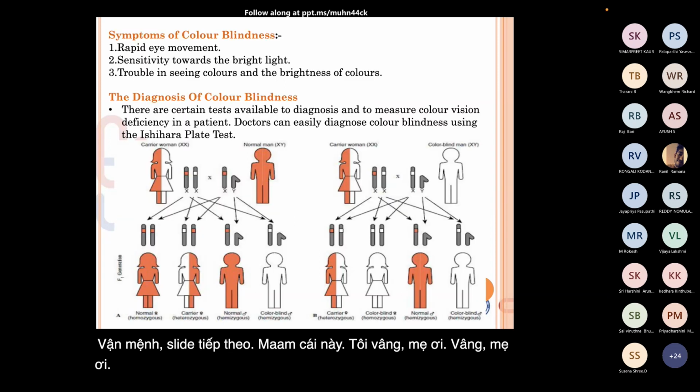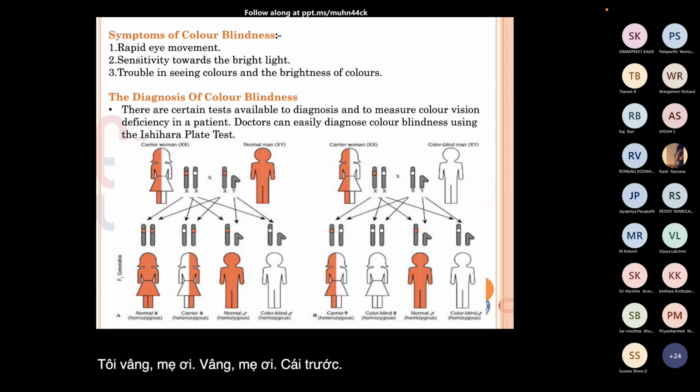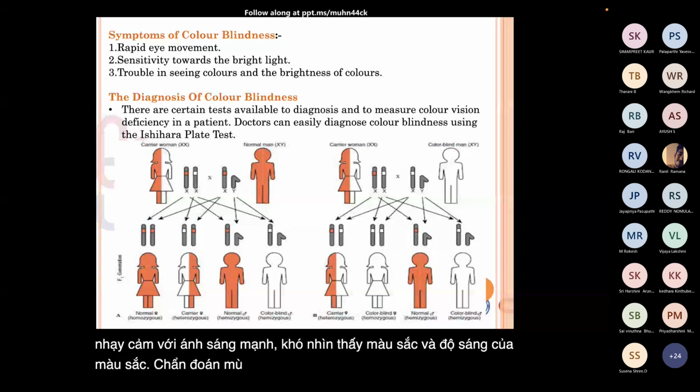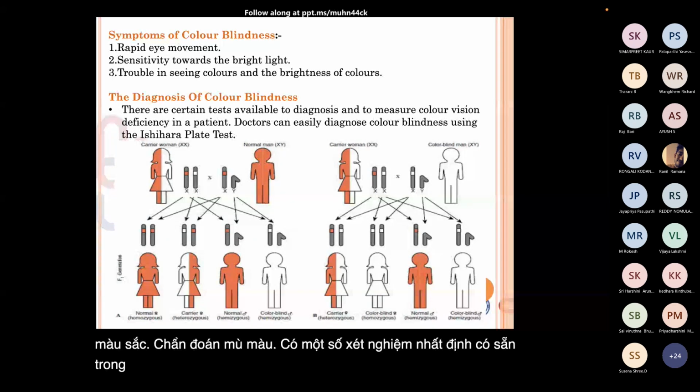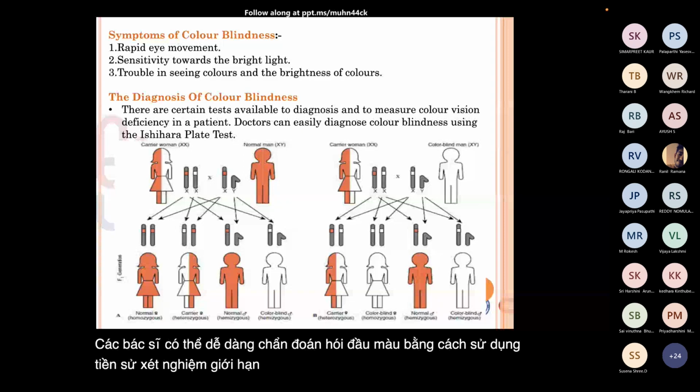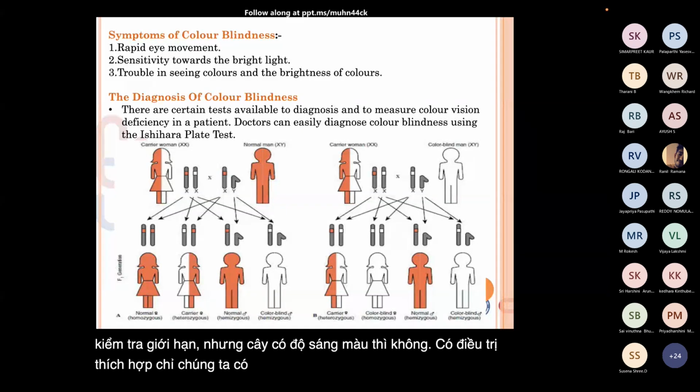Symptoms of color blindness: rapid eye movement, sensitivity to bright light, and trouble seeing colors and brightness of colors. For diagnosis, there are certain tests available to measure color vision deficiency in a patient. Doctors can easily diagnose color blindness using the Ishihara plate test, but color blindness has no proper treatment. Only special glasses and contact lenses can help.